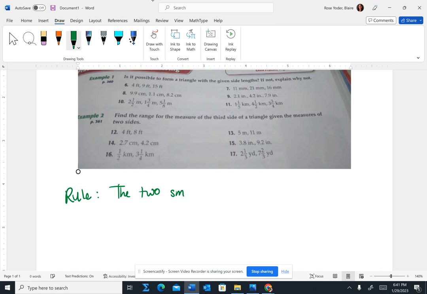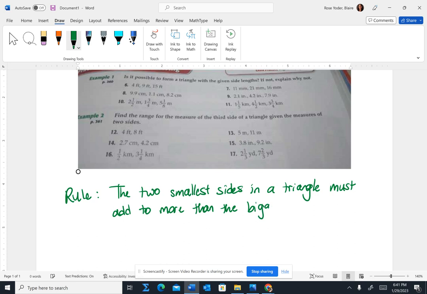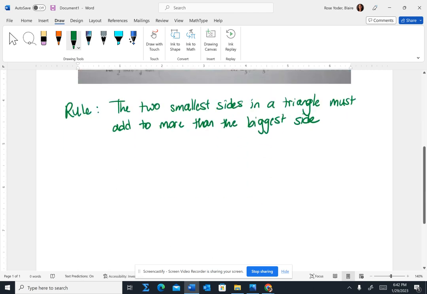The two smallest sides in a triangle must add to more than the biggest side. That's the key rule that's going to help you with all of the problems in the first section. Let me show you why real quick.